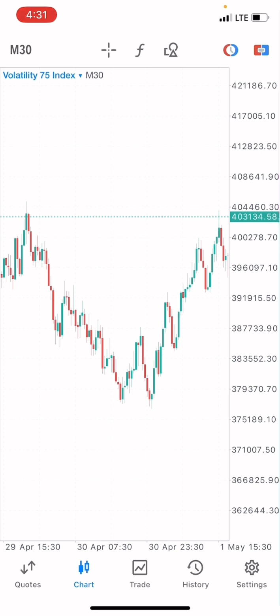Always wait for the market to give you a test of your level. Then you enter on a candlestick confirmation or a reversal pattern, whichever confirmation you use. Always wait for those things to play out before you get into the trade to avoid messing with your trading accounts. So let's get to it.